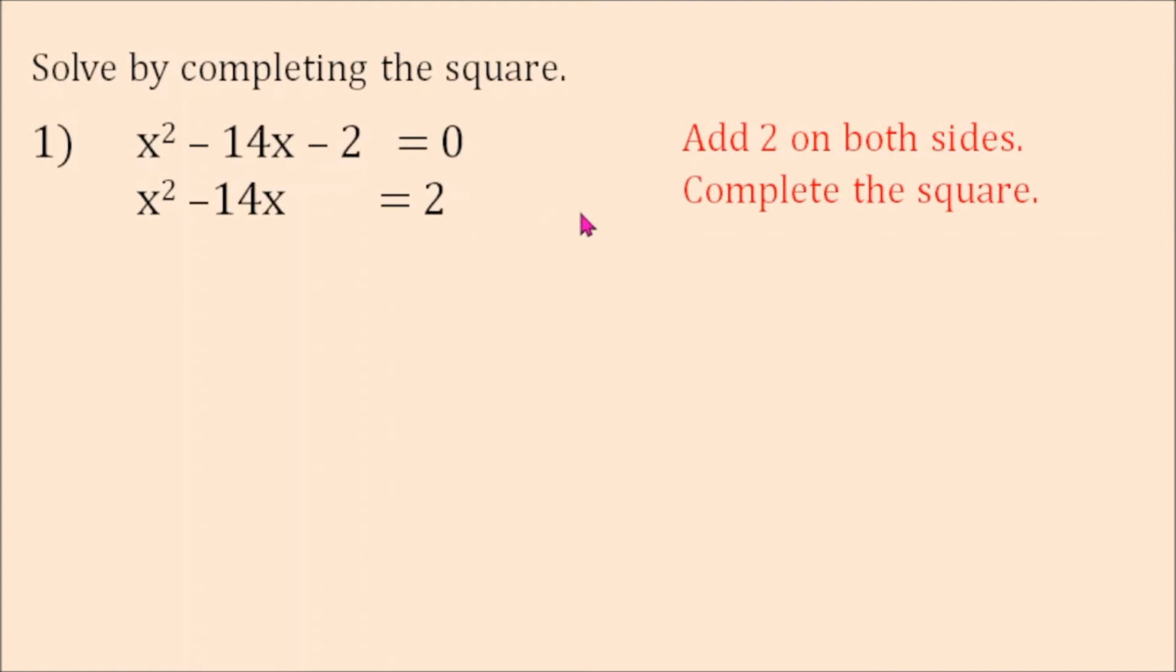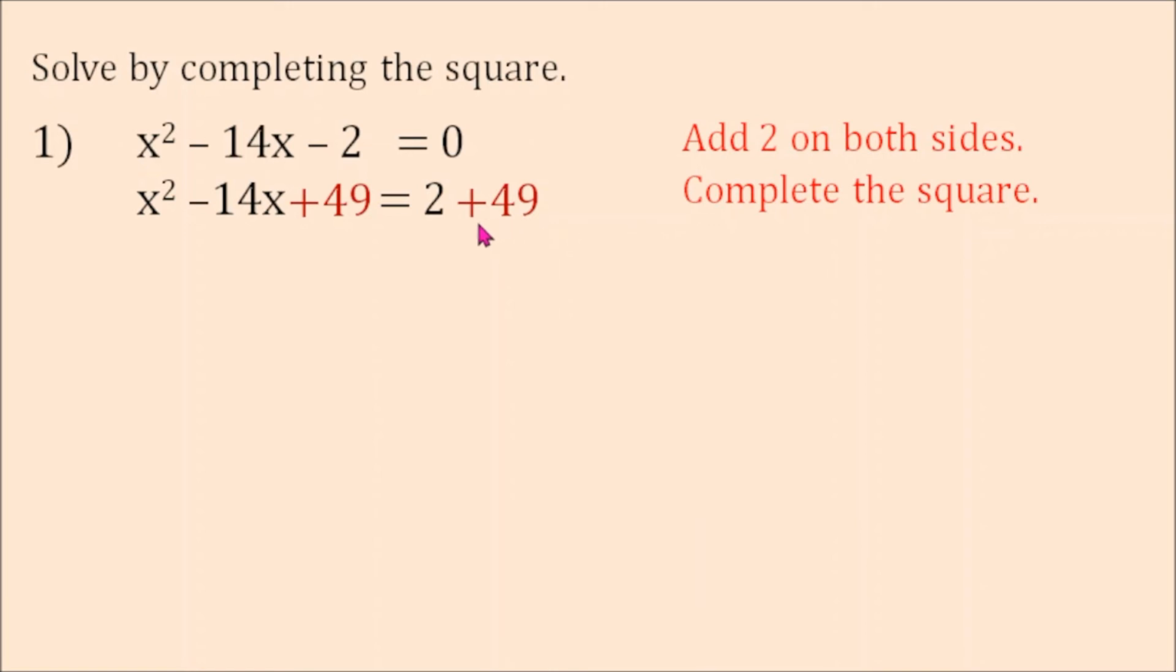Now we are going to complete the square. So that means we need one more term here. And to complete the square, we get 1/2 of 14, which is 7. Then square it, it becomes 49. So we add 49 here. And since we add 49 on the left-hand side of the equation, we also have to add 49 on the right-hand side of the equation.